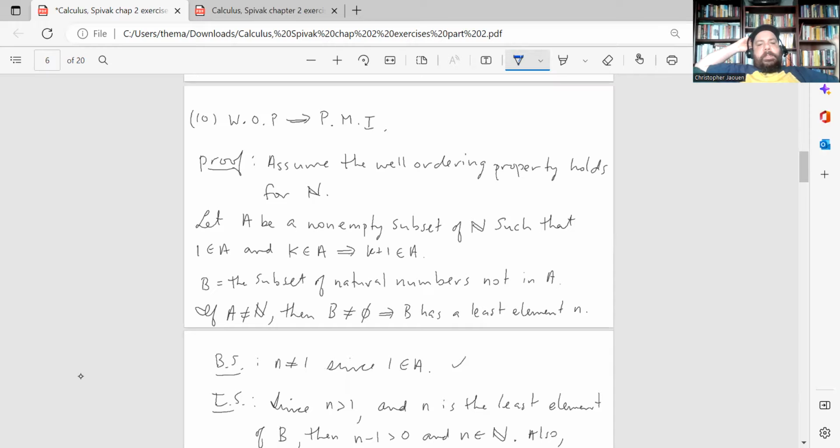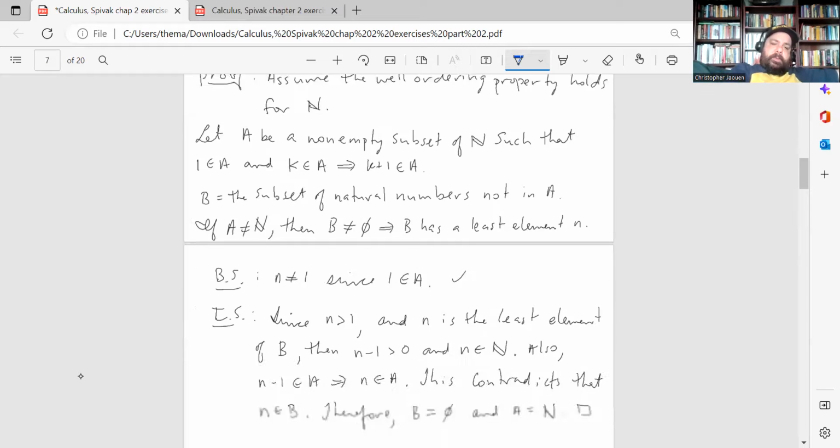Let A be a non-empty subset of N, such that 1 is an element of A and k is an element of A implies that k plus 1 is an element of A. Those are the two parts of the principle of mathematical induction, if you remember, which is what we're trying to show follows from the well-ordering principle. Okay, and then we define a set B to be the subset of natural numbers that are not in A. If A is not the entire set of natural numbers, then B is not empty. And by the well-ordering principle, that means that B has a least element n.